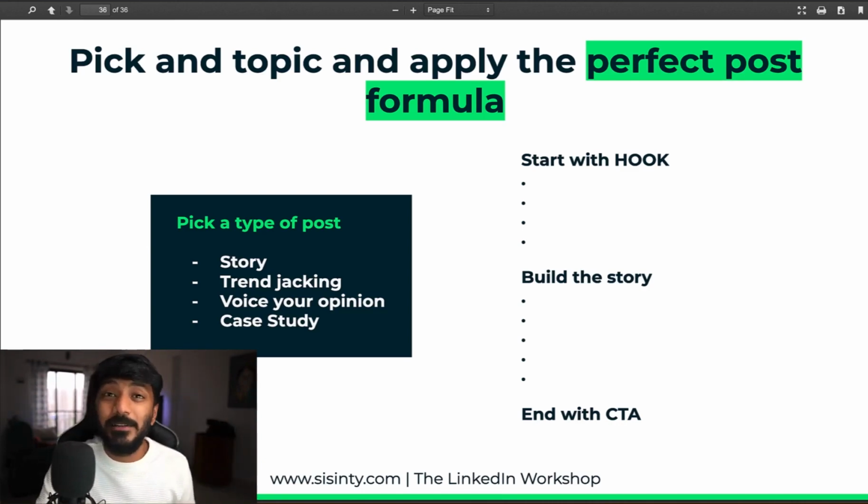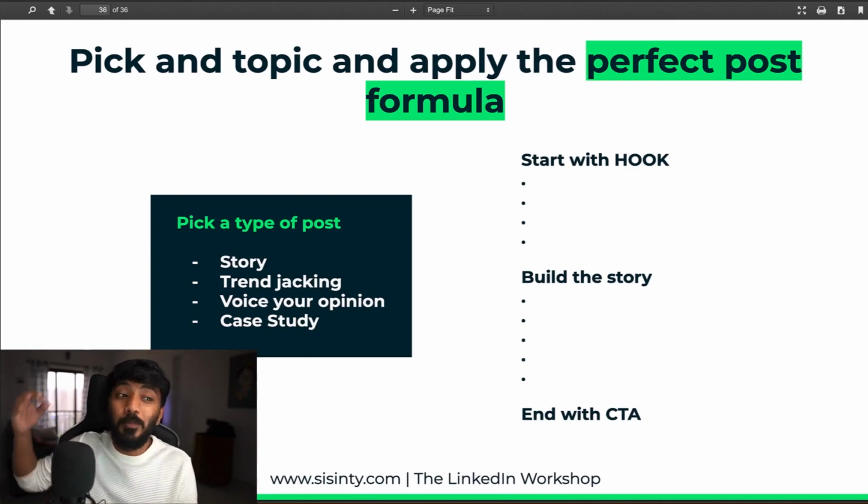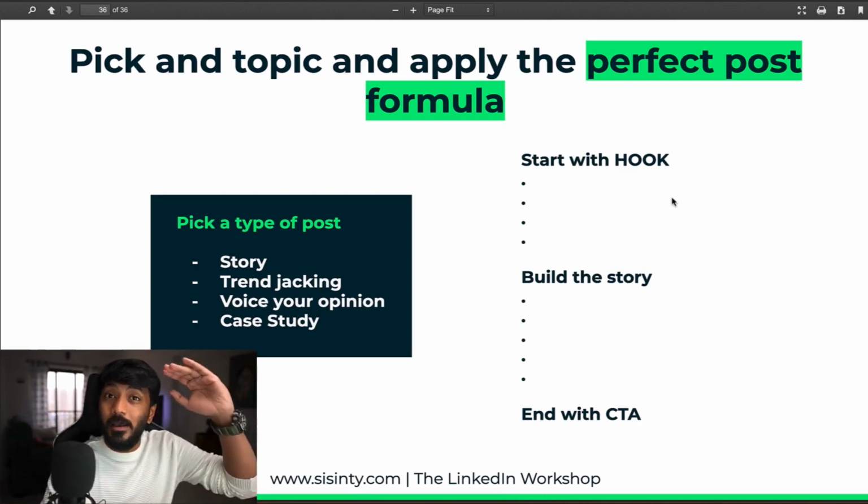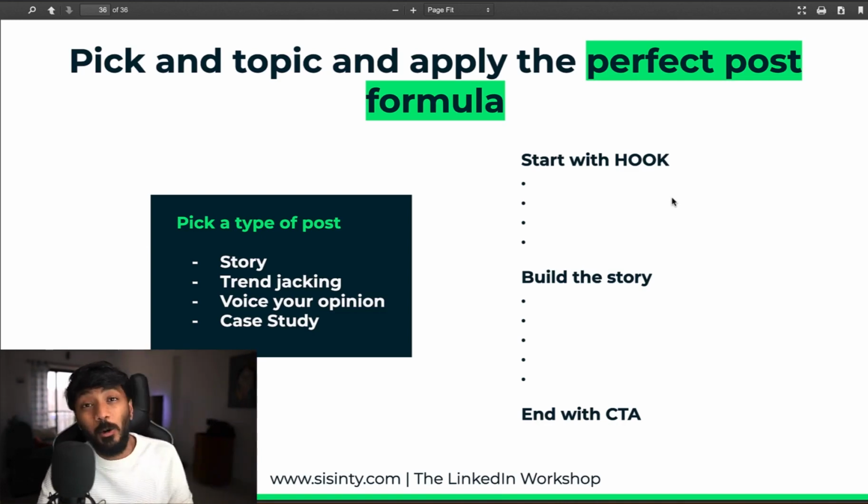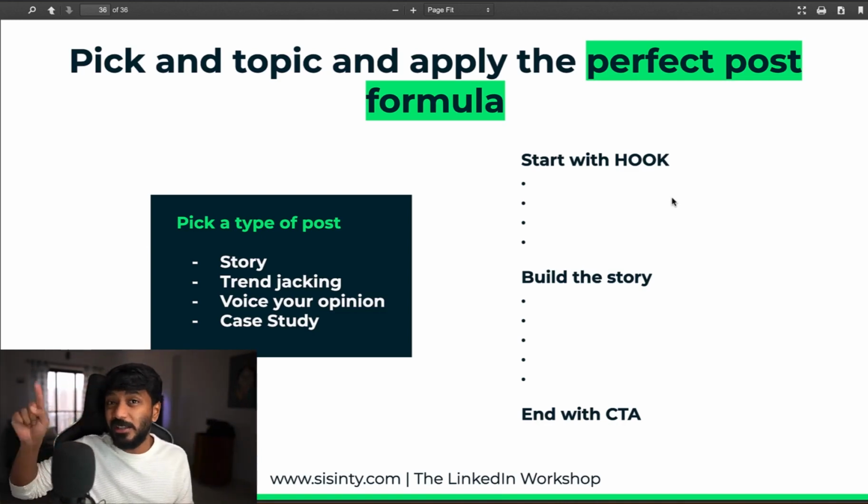Create a LinkedIn post. I would say come up with a story with the perfect post formula. What is the perfect post formula? Start with a hook, build a story, and then end with a call to action. These are the 3 checklists that you have to check.